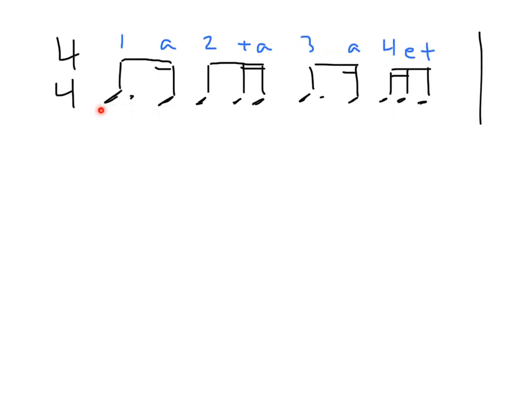So we haven't seen this one yet in this lesson, this dotted 8th note, 16th note combination. Listen to how this sounds. 2, ready, go. 1, a 2, and a 3, a 4 En. 1, a 2, and a 3, a 4 En. Again on ta. Ready, go. Ta, ta, ta, ta.